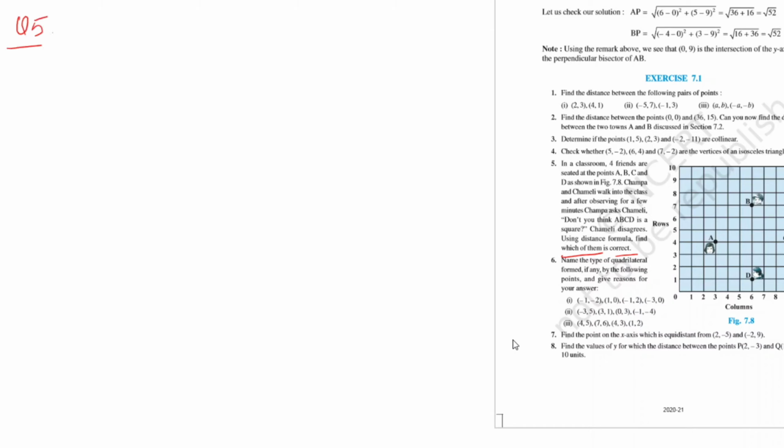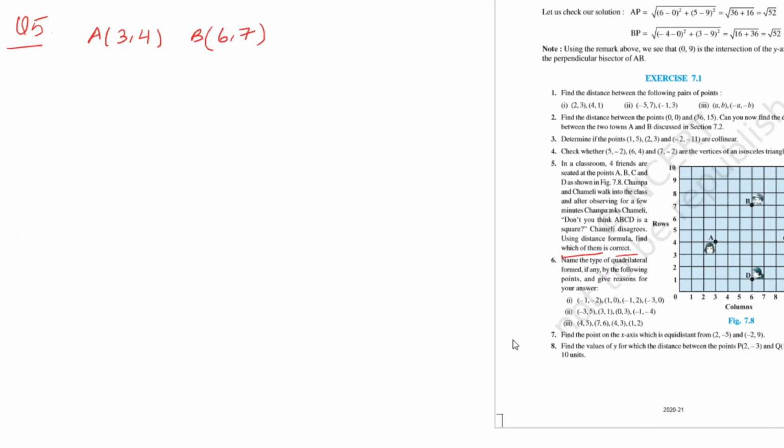So first of all, the coordinate of A, if you see, x unit is 3 and y unit is 4. So coordinate of A is (3, 4). Moving to B, if you see this point is B, the coordinate is (6, 7).